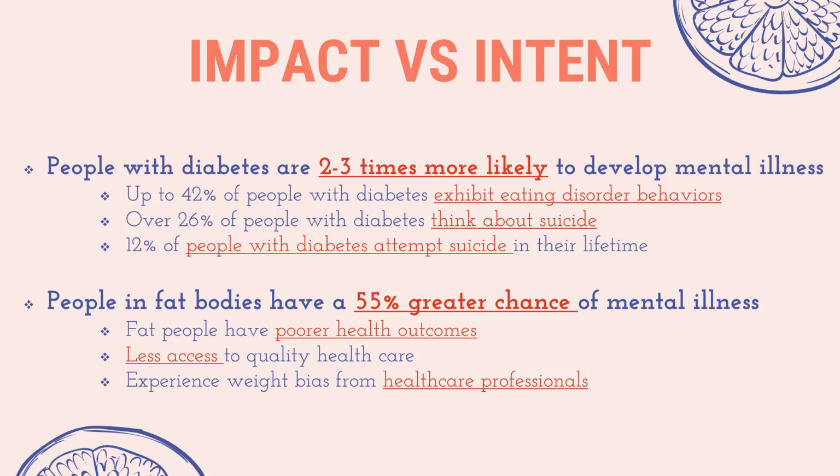In addition, people in fat bodies have a 55% greater chance of mental illness. Fat people are demonstrated to have poorer health outcomes, partially because they have less access to quality healthcare, and also because they experience weight bias from their healthcare professionals. So how does this all relate to SNAP-Ed? This is where we want to focus on moving away from the personal responsibility that we place so heavily on weight and move more towards changing those PSEs, the policies, systems, and environments, to address those community needs.